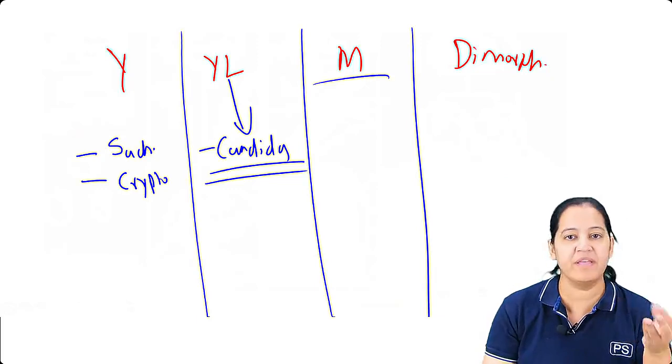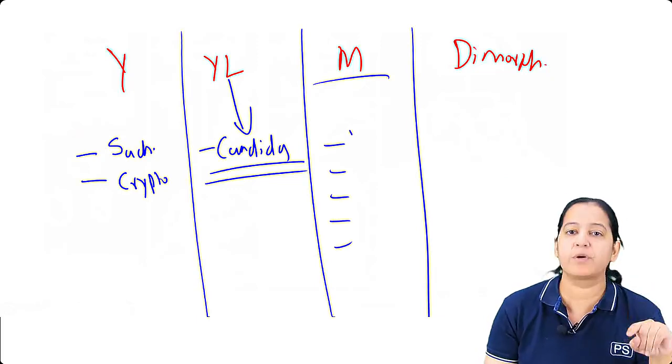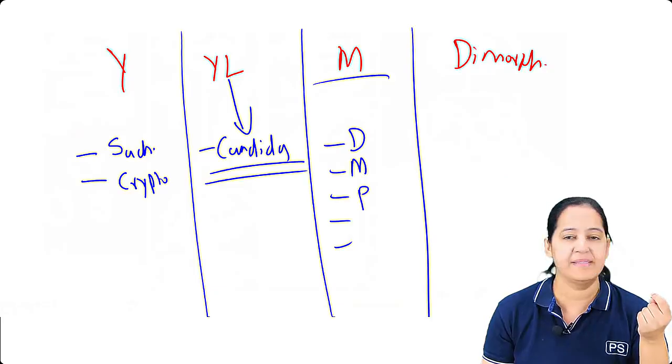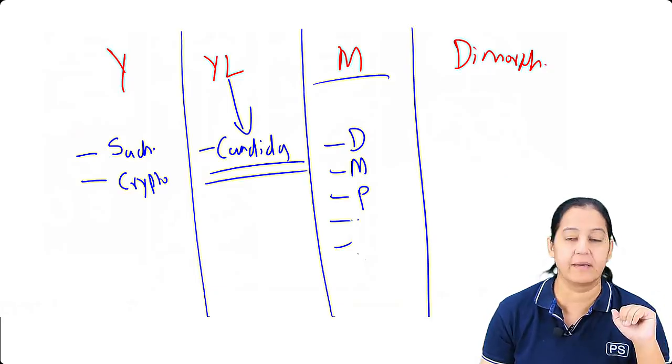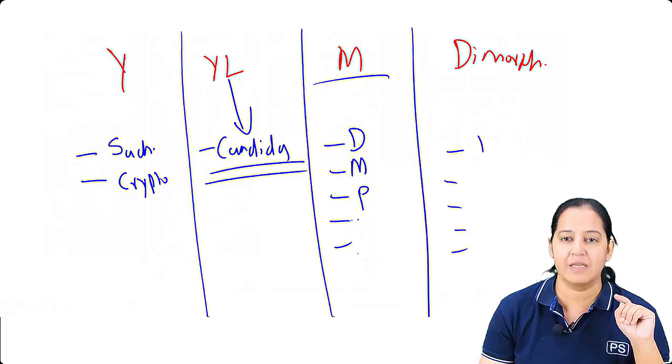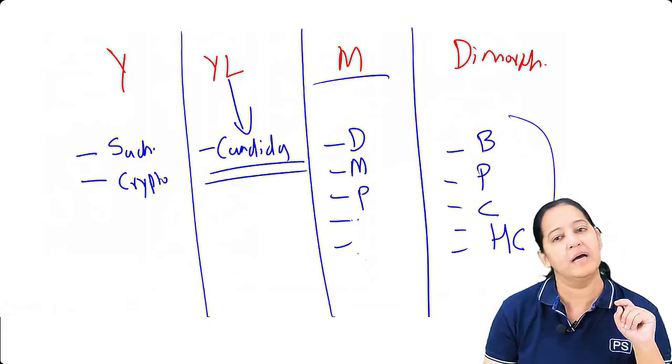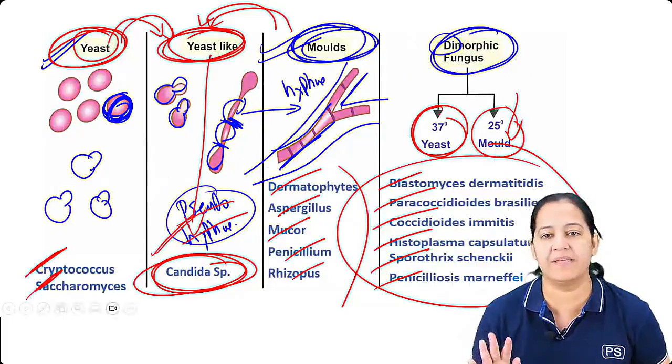In mold there are 5 examples you have to learn. The important ones are dermatophytes, Mucor, Penicillium. 2 more are there. You please learn. And in the dimorphic, it's Blasto, Paracoccidio, Coccidio, Histoplasma capsulatum. These all will be the dimorphic. So please learn Sporothrix.